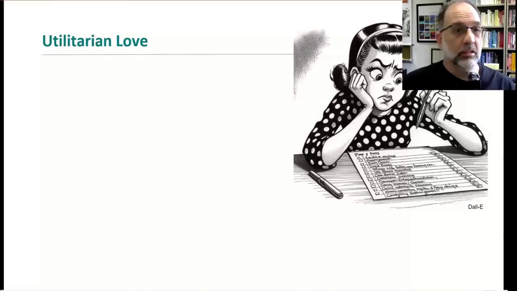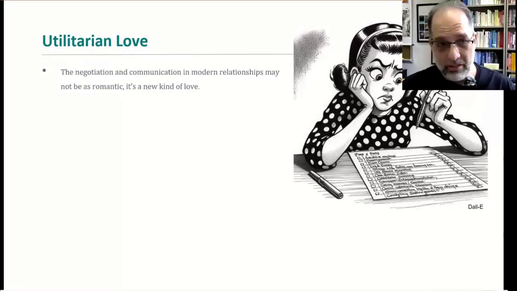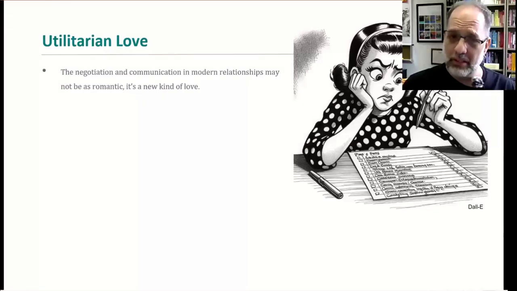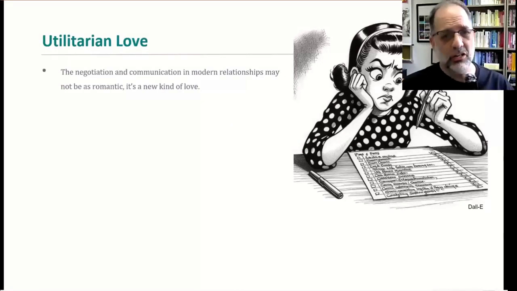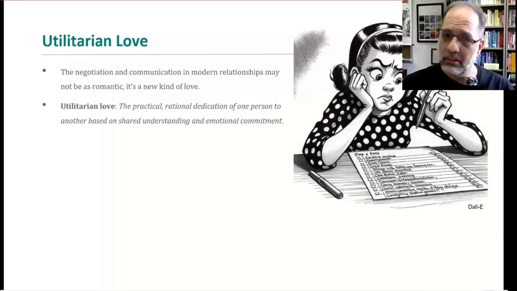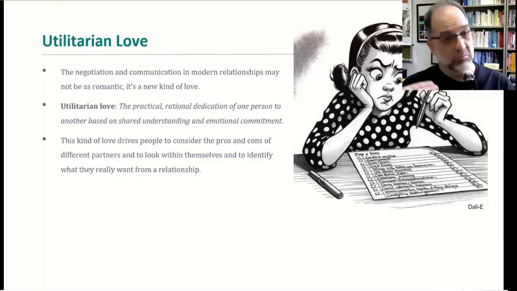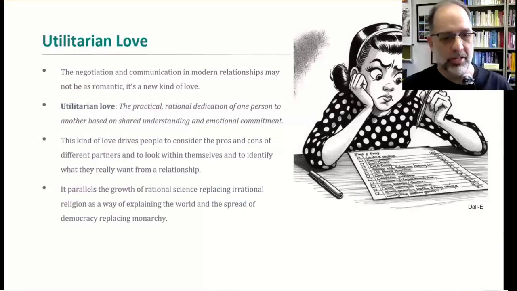On the flip side from romantic love is utilitarian love. This is more contemporary. It doesn't completely replace romantic love, but it's in tension with it. It's about negotiation and communicating. It's not as romantic, but it is still love. We call it utilitarian love when it's the practical, rational dedication of one person to another based on a shared understanding and emotional commitment. This is much less cosmic, much more down to earth. This drives people to, like the person in the picture, consider the pros and cons of different partners, make a list of all the qualities and things you're considering, identify what they really want from a relationship, and decide whether or not this relationship is for you.